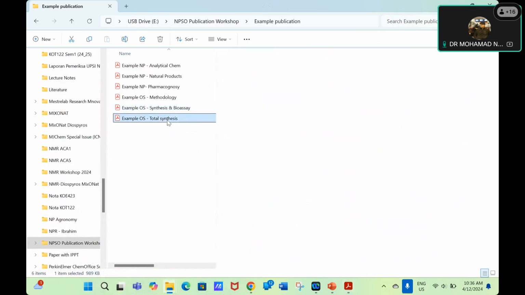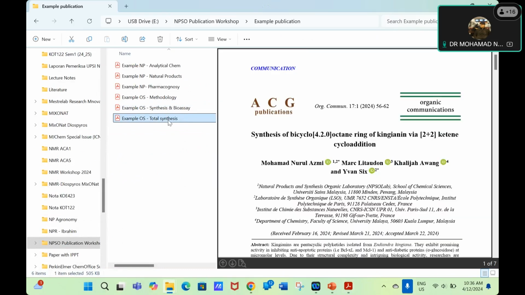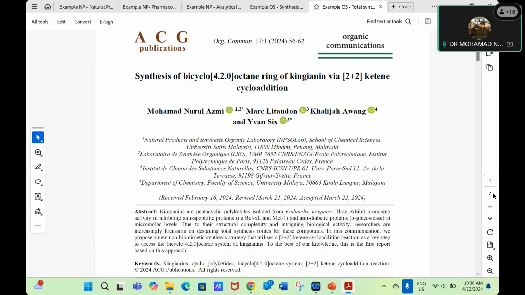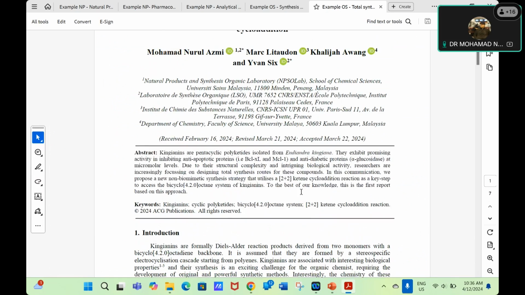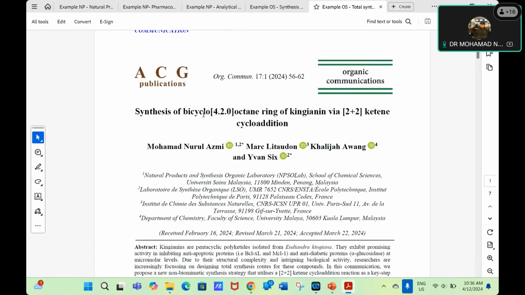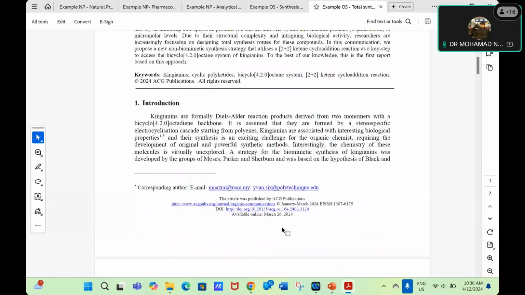Next, we are going to total synthesis. For the total synthesis work, this is the research published by myself. I did this project in 2024, and it is covered in a short communication because it has only 7 pages. If you see clearly, we tried to synthesize by mimicking the kingianin, which is this compound.